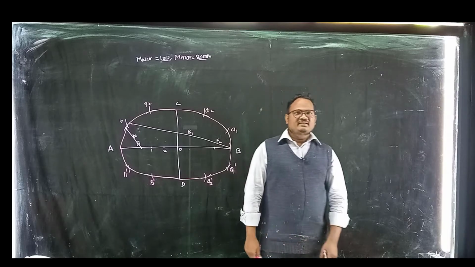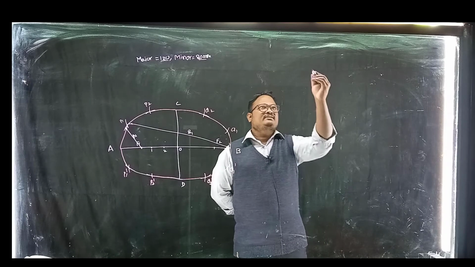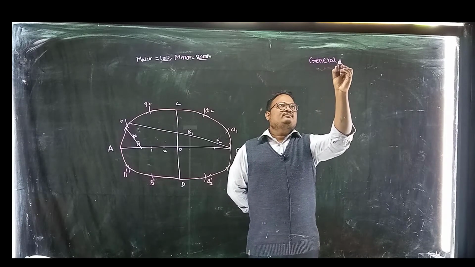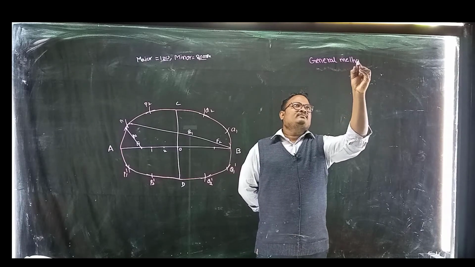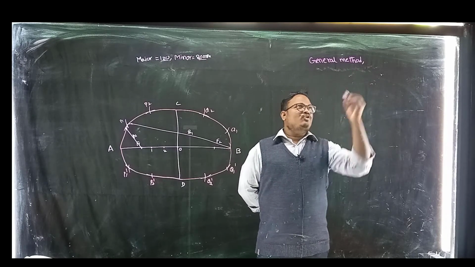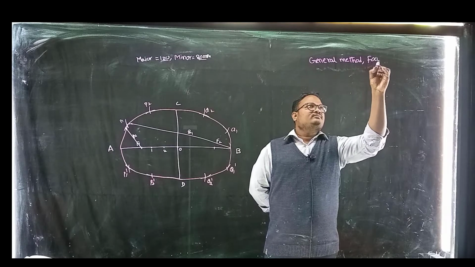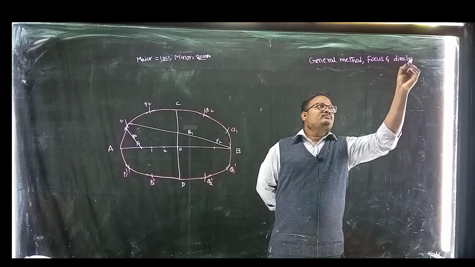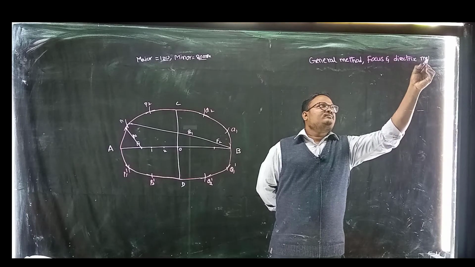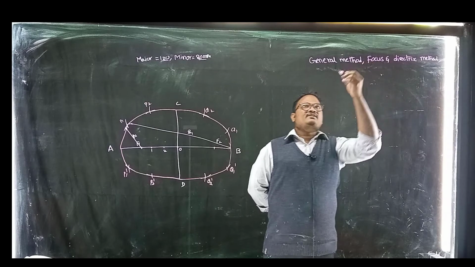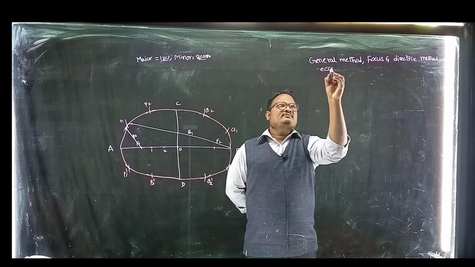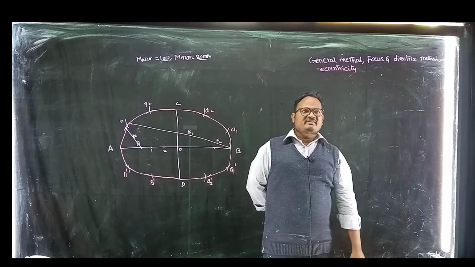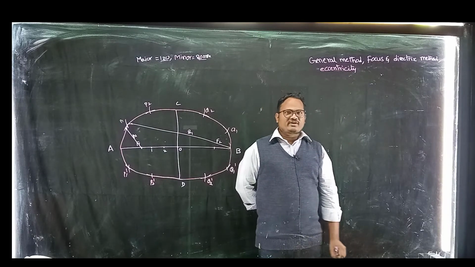Next method in ellipse is a general method. It is also called a focus and directrix method. It is also called the eccentricity method. Eccentricity method or general method or focus and directrix method.